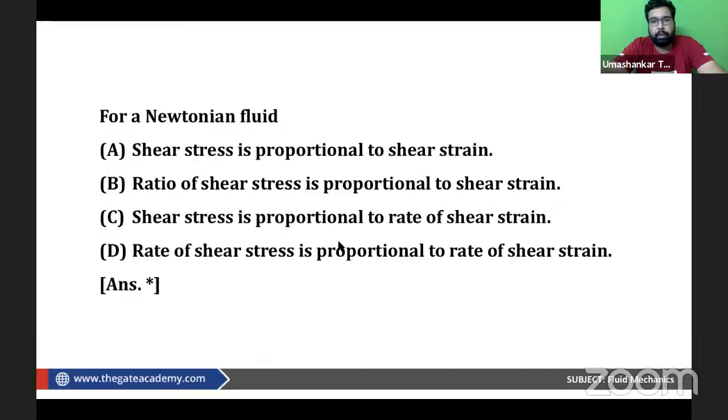GATE previous year question. For a Newtonian fluid, the stress is proportional to, we have to choose the correct option. This is a multiple-choice question. So for a Newtonian fluid, the shear stress is proportional to the rate of shear strain, or the rate of shear stress is proportional to the rate of shear strain. So what is the answer to this question, my dear?